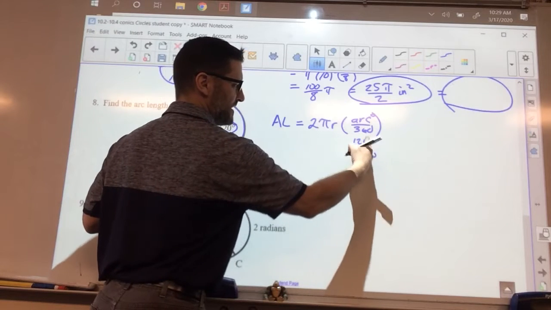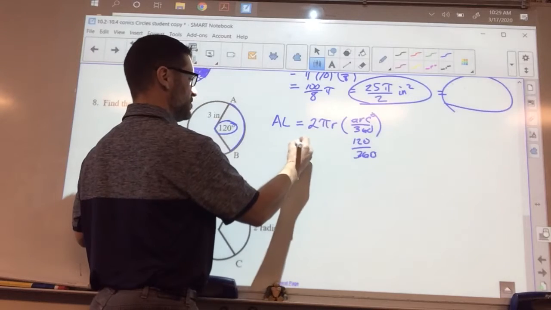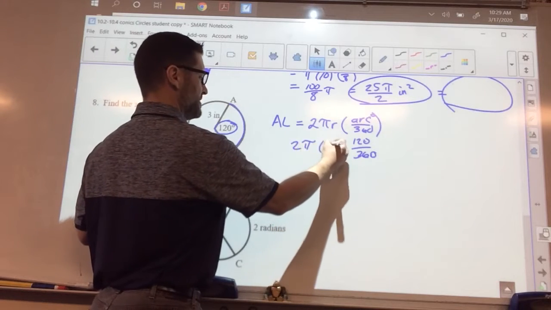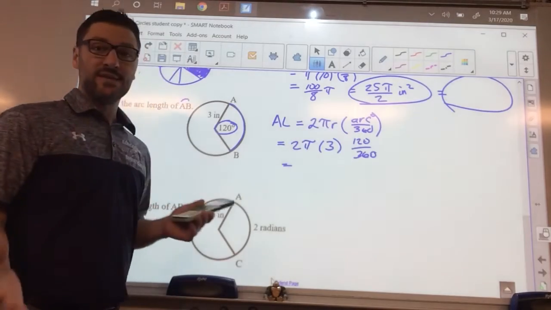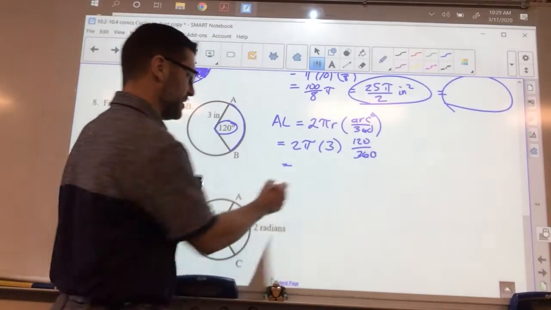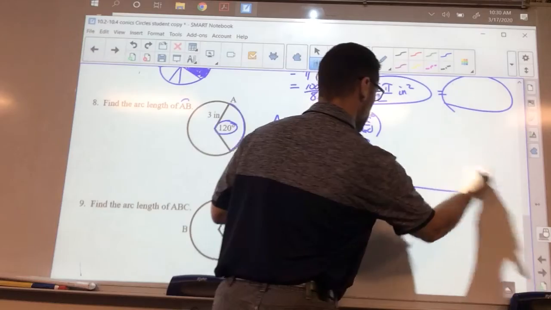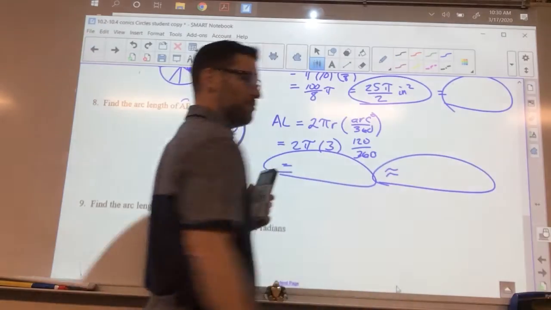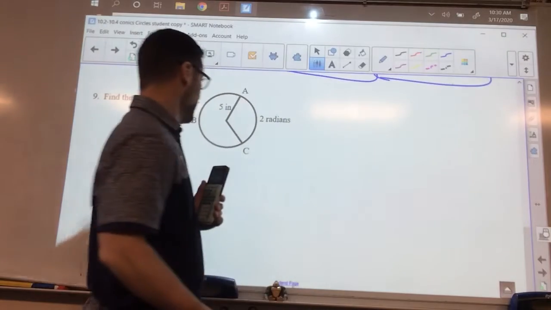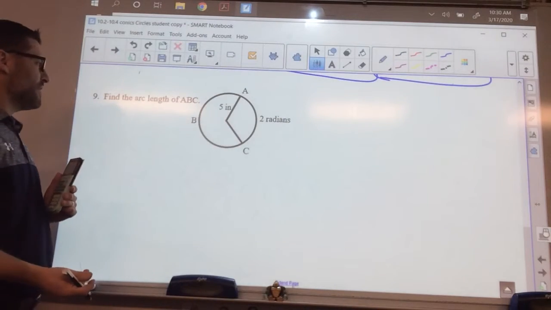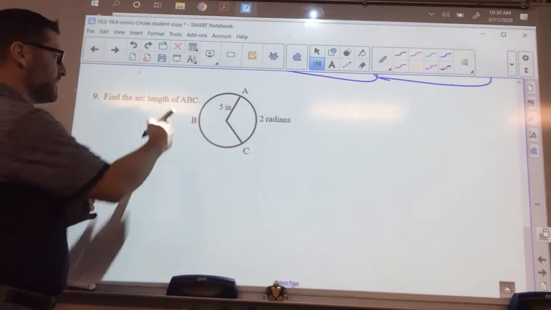and you can see that that's 1/3, and 2 pi, and my radius is 3. Go ahead and write down the exact value and the decimal approximation. I want to see 2 answers, one right there, and then the approximate decimal approximation right there. Go ahead and write both of those down. Likewise, find the arc length of ABC.